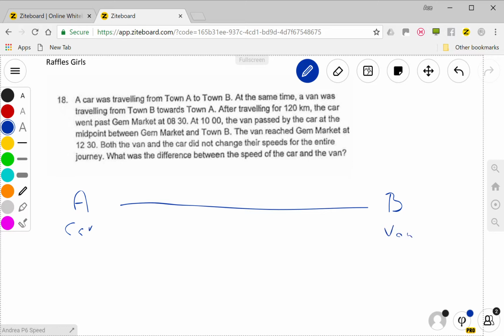starts from B, right? So after traveling for 120 kilometers, the car went past Jam Market at 8:30. Right. Okay, what this means is that in the middle somewhere, we don't know where it is, there's a Jam Market. There's a Jam Market, and the car. Wait, who is the one? The car went past. So the car is the one that reached here, 8:30.